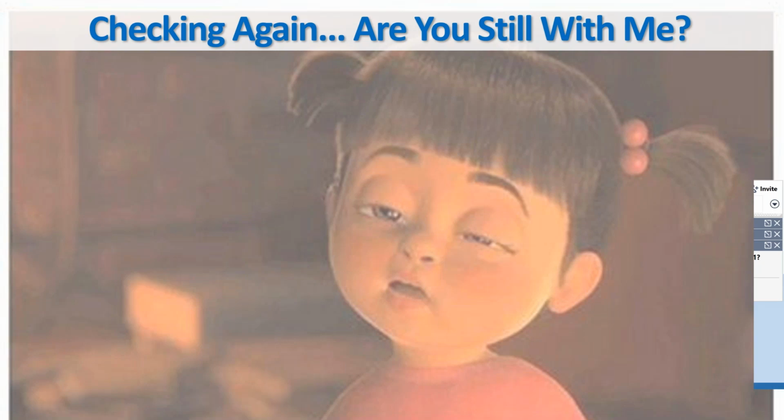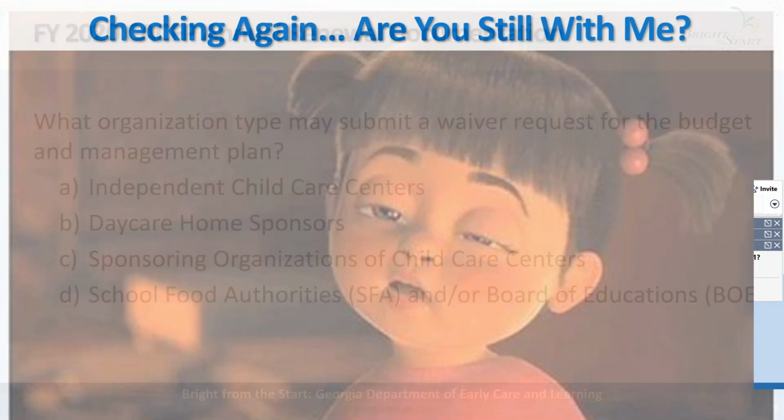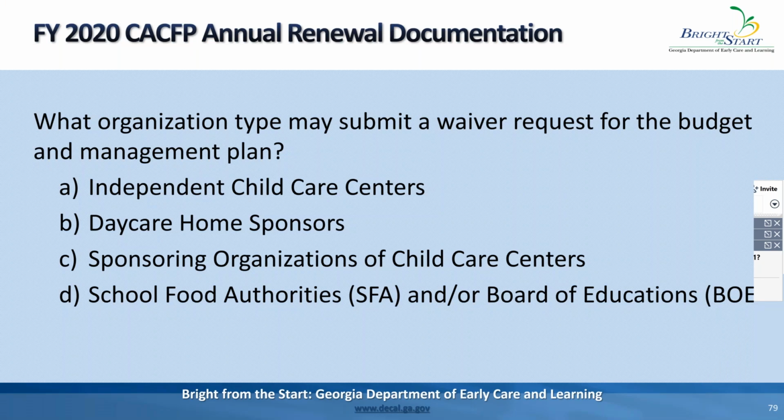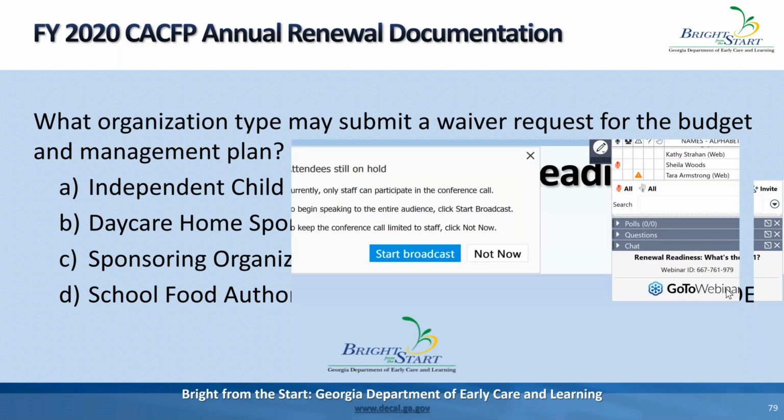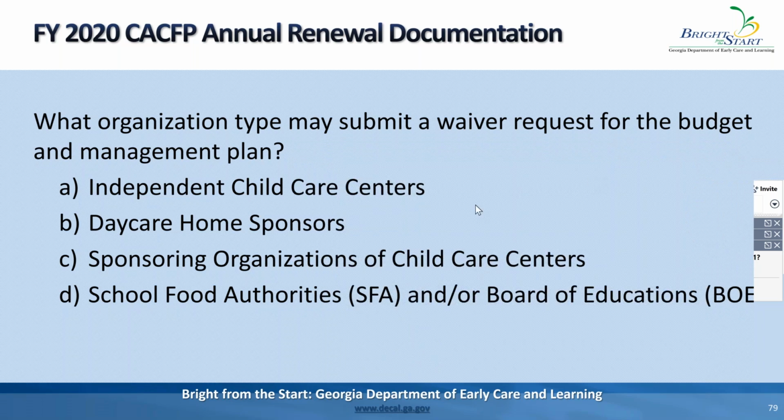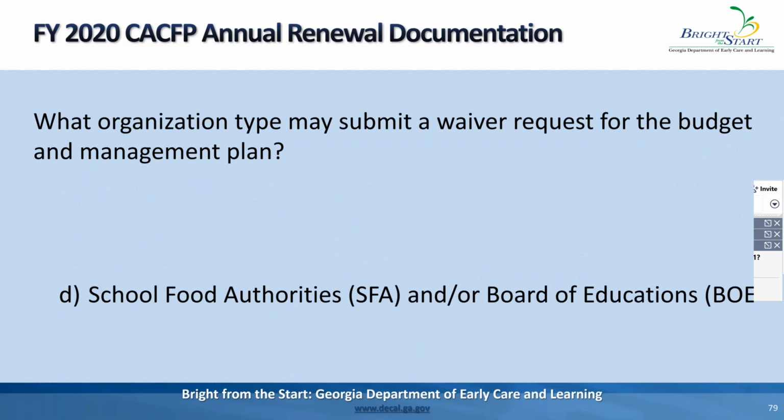Question. What organization type may submit a waiver request for the budget and management plan? Is it A, independent child care centers, B, daycare home sponsors, C, sponsoring organizations of child care centers, or D, school food authorities, SFA, and/or Board of Education's, BOEs? What's the correct answer? If you put school food authorities and Board of Education, you are correct. Kudos to you.